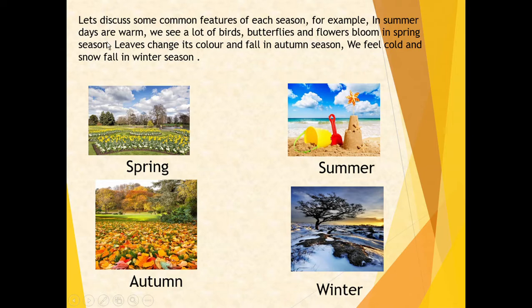Let's discuss some common features of each season. For example, in summer, days are warm. We see a lot of birds and butterflies, and flowers bloom in spring season. Leaves change their color and fall in autumn season. We feel cold and snow falls in winter season.